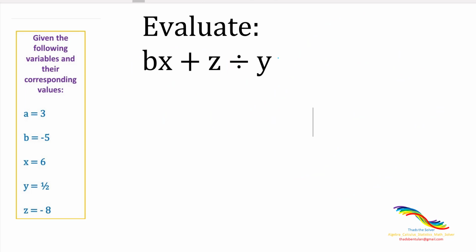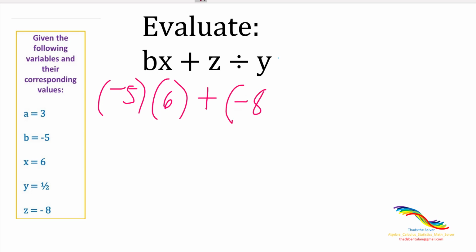Let's proceed now, and we're going to use parentheses to help avoid the confusion. So in this case, b is -5 times x, which is 6, plus z, which is -8, divided by y, which is 1/2.